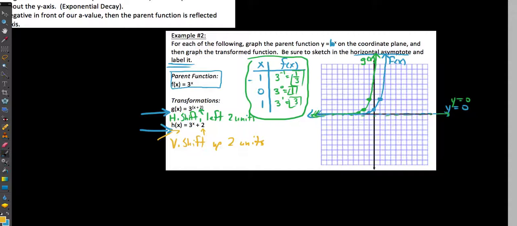So because I know everybody shifts down twice, I'm going to grab this 0, 1 and shift it down twice. I'm going to grab this point here and shift it down twice. And I'm going to grab negative 1, comma, suppose this was at 1/3, and shift it down twice. And that would put it about right here.